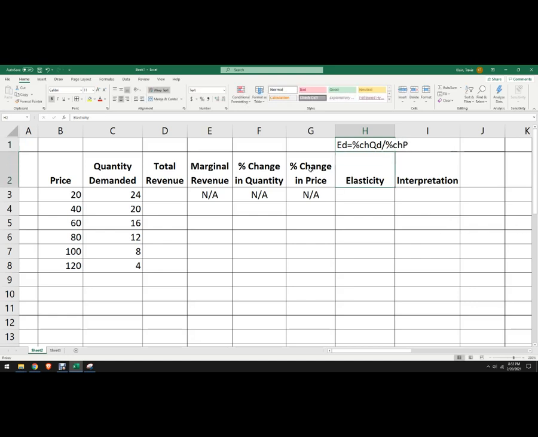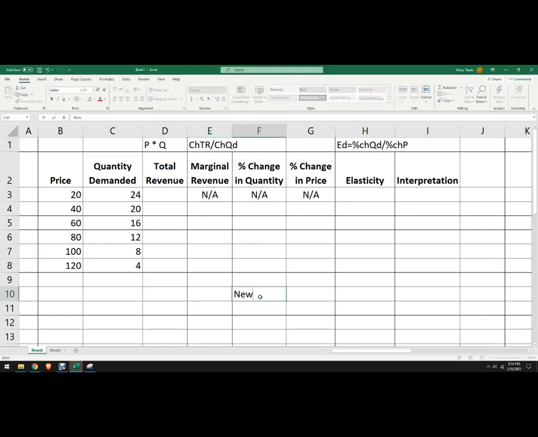Okay. The marginal revenue is the change in total revenue divided by the change in quantity demanded. And then total revenue is price times quantity. I'm going to use Excel there. Okay. I guess I can put the percent change formula.